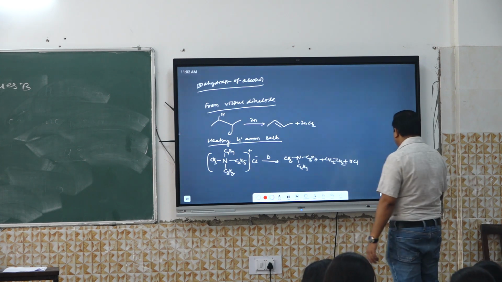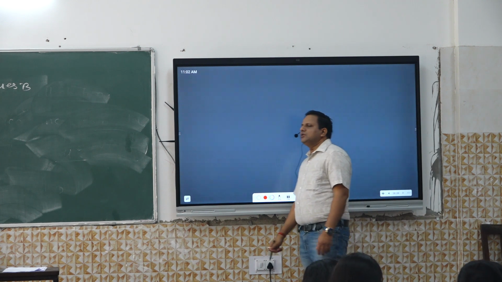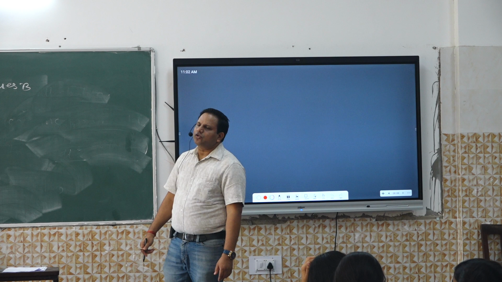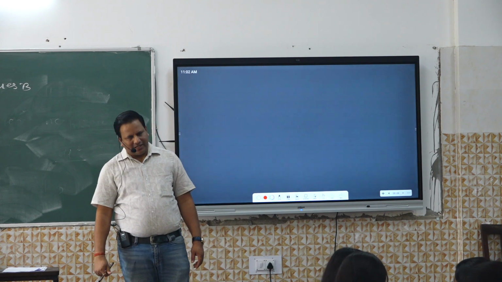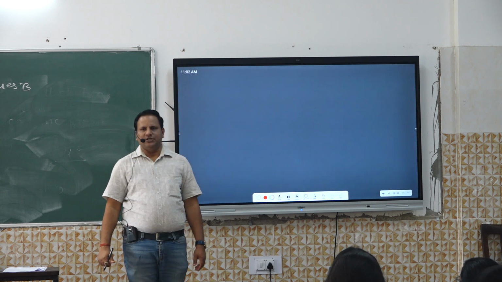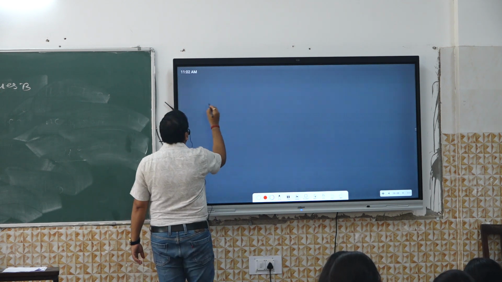Then properties of alkene. Alkene being the unsaturated hydrocarbon can easily undergo addition reaction. So the addition reaction will easily take place, then what will be the product?